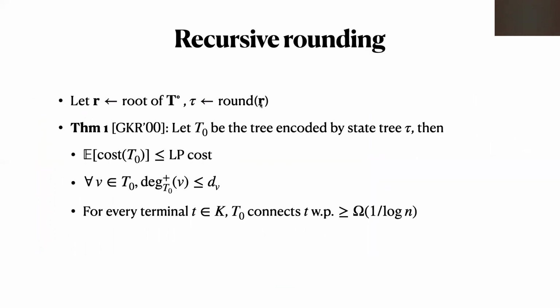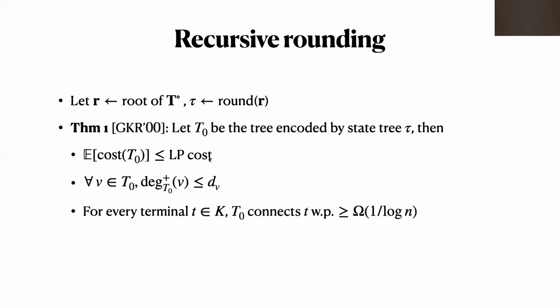So formally, let tau be the state tree returned by rounding. And let T0 be the tree encoded by the state tree tau. So now T0 is the tree in the original graph. And we can show that the expected cost of T0 is at most the LP cost. And T0 respects the degree bound. But T0 may not connect every terminal. However, it connects each terminal with not too small probability, say omega of 1 over log n.